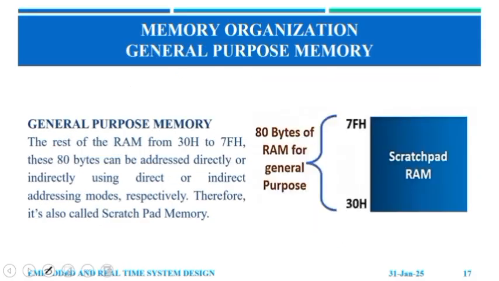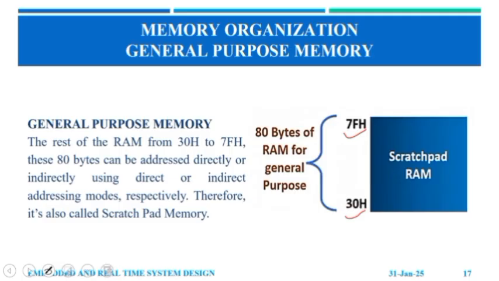The general purpose memory, like I said, is used by programmers to directly or indirectly use the memory addressing or memory locations, and it is taken from 30H to 7F. So if you add all of them together, we get a total of 128 bytes. This is also called a scratch pad. It's more or less like you're playing around with different memory locations and all that.